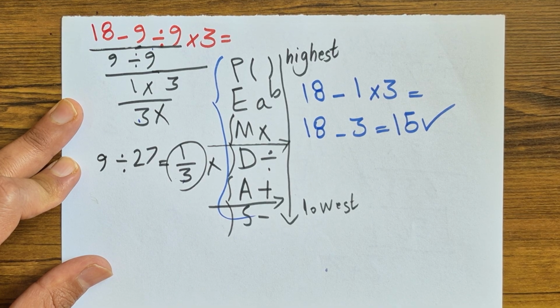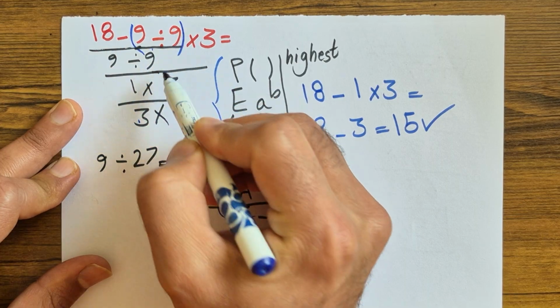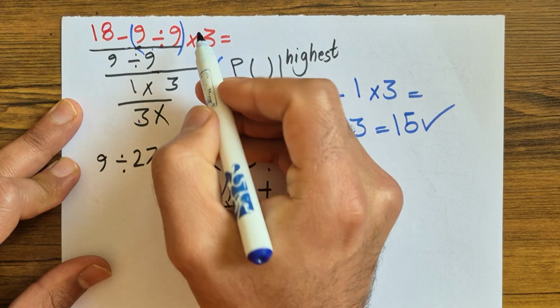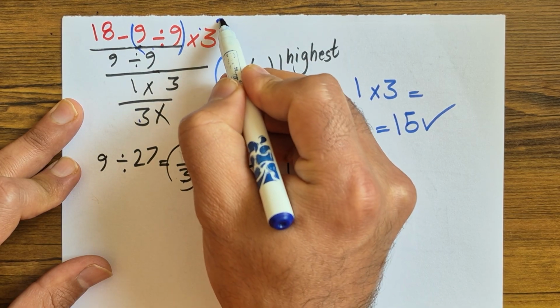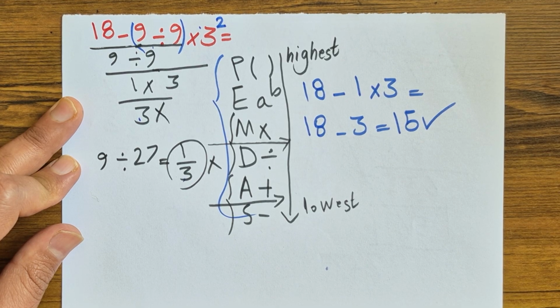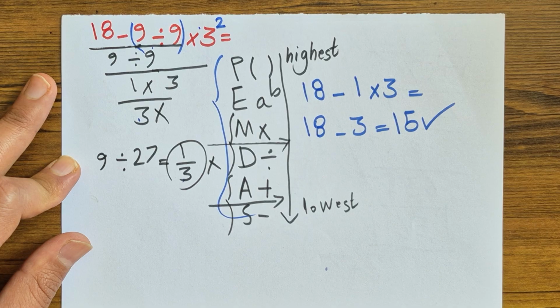So as your homework, what would the answer be if we had this? 9 divided by 9 inside the parentheses. Or maybe you can add an exponent here. So 3 raised to the power of 2. So 3 squared. So please make sure to drop your thoughts in the comments below.